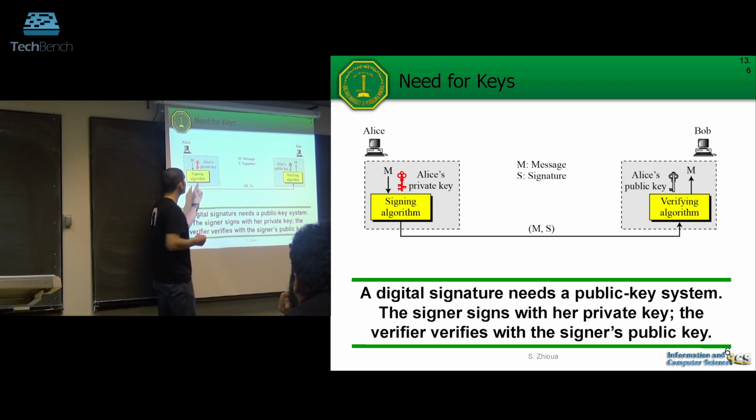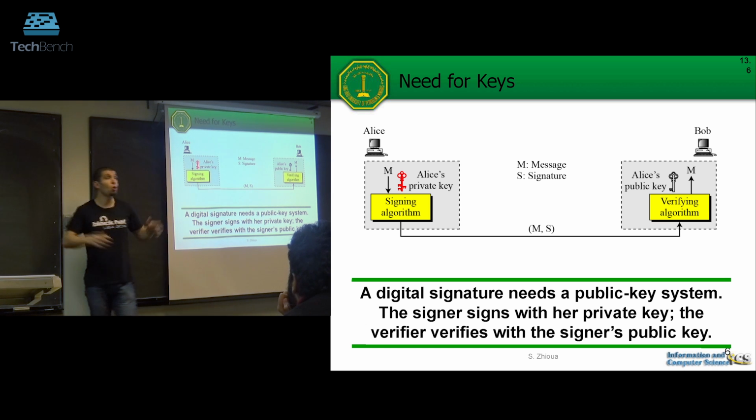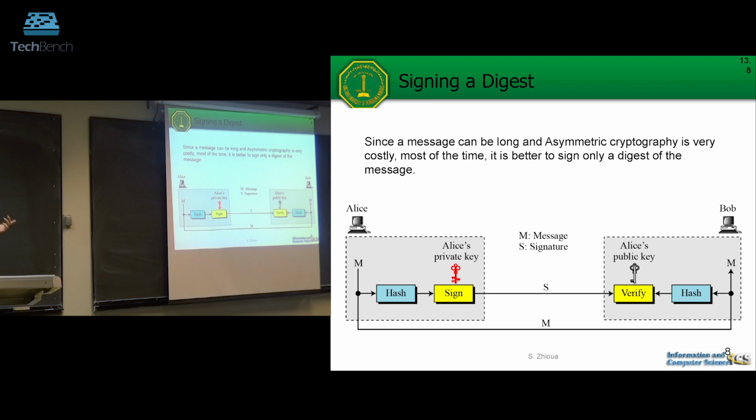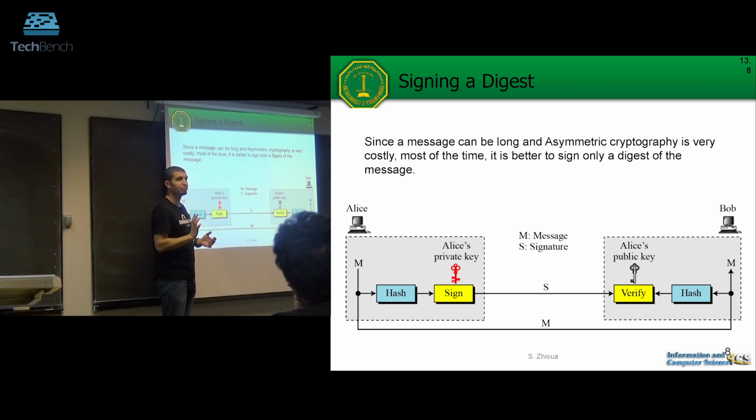So here, instead of signing all the message, all the data, if you want to send, I don't know, 10 megabytes, you need to sign all those 10 megabytes, which takes time. So basically what you're going to do, you will get the digest, a hash of that data, and then sign only that hash. Okay? So basically it is better to sign only a digest of the message.